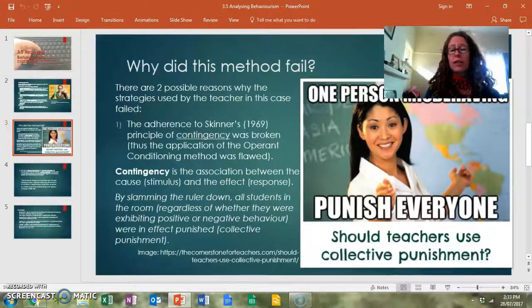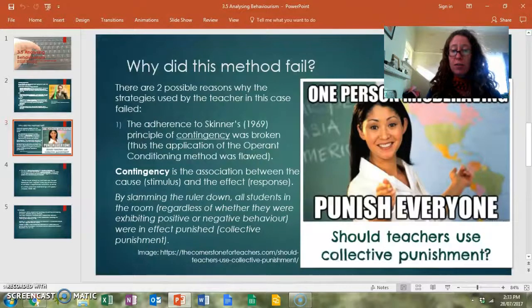The teacher really didn't apply the operant conditioning method properly because they didn't follow the principle of contingency. Contingency is the association between the cause and the effect, or the stimulus and the response. So every time somebody did a negative behaviour, the positive punishment should have been applied.